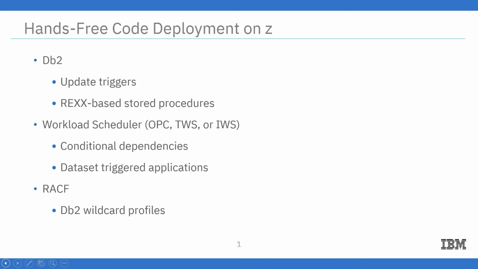The hands-free environment requires that the following utilities are in place. In DB2, we need to have update triggers enabled. We also need REXX-based stored procedures. For our workload scheduler, which would be OPC or TWS or IWS, we need to be sure that we can run conditional dependencies and that we have dataset triggered applications enabled. Finally, in RACF, we need to have DB2 wildcard profiles.